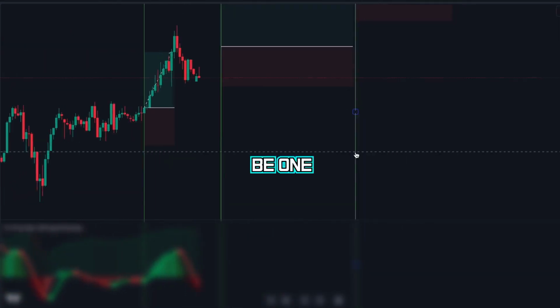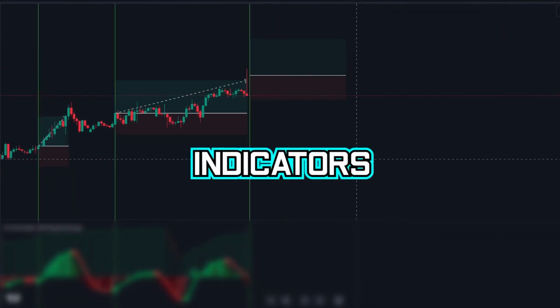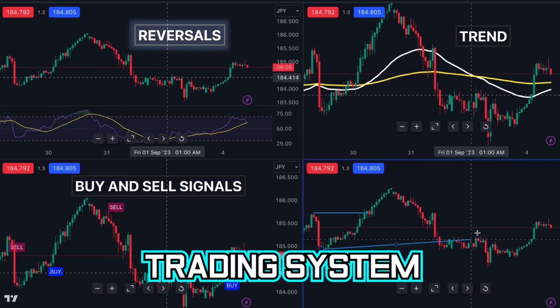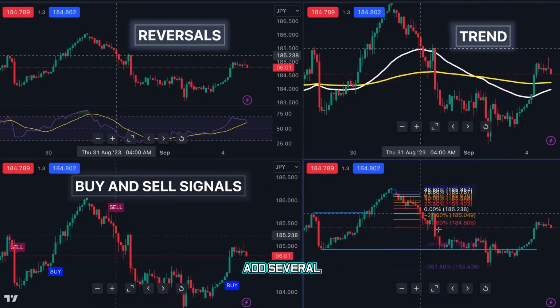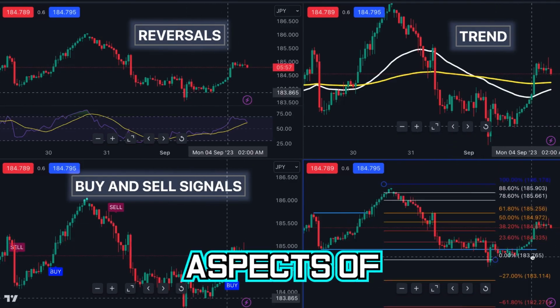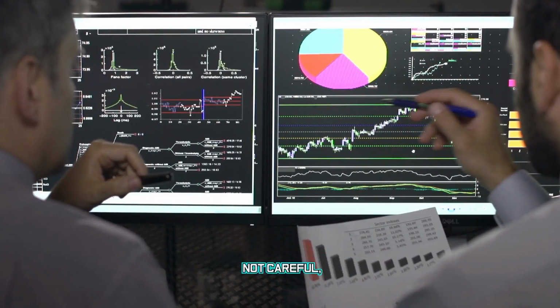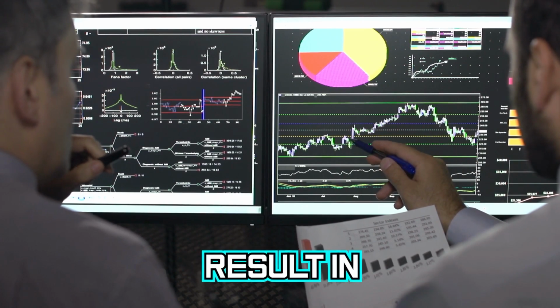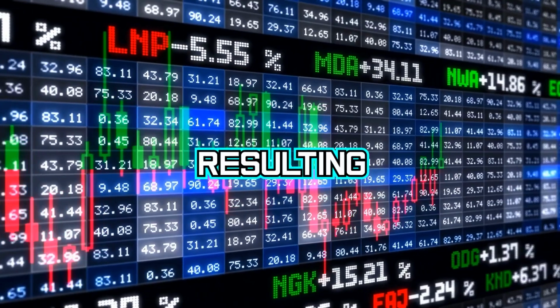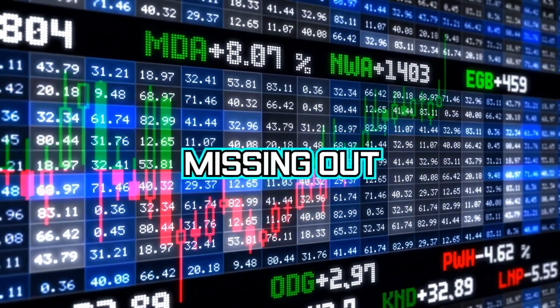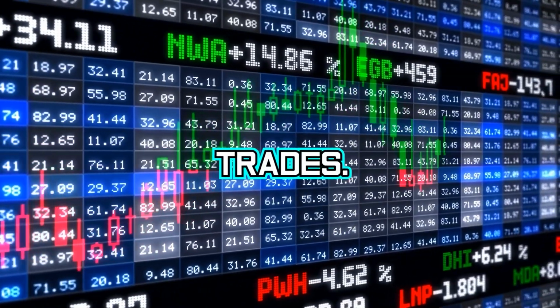This will absolutely be one of the most useful free indicators added to your chart this year. In order to make a good trading system with indicators, you'll usually need to add several to account for all aspects of the market. If you're not careful, this can easily result in your charts being messy, resulting in trading paralysis and you missing out on extremely profitable trades.